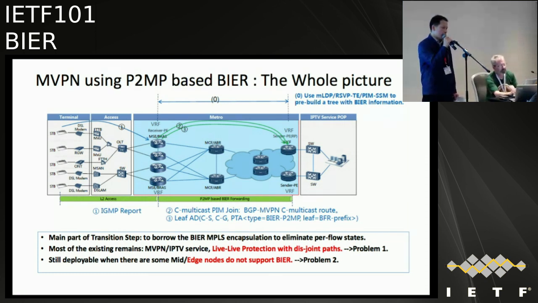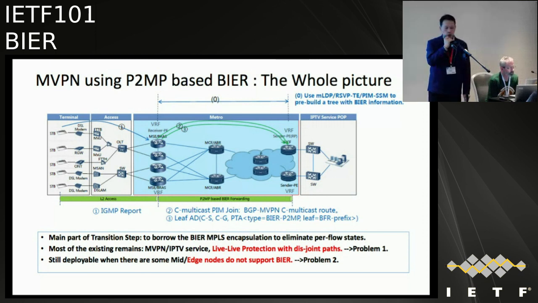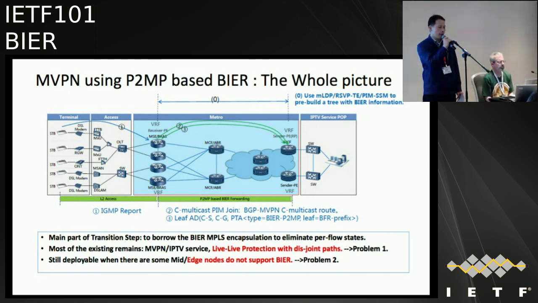So the whole picture, the magnificent part of the whole picture is the step 0 in the right top. That is to use mLDP or RSVP-TE or PIM-SM, PIM-SSM to build a tree with BIER information. That is a BIER underlay procedure. And after that, all things done, service can run. And it will solve the first and the second problem mentioned before.